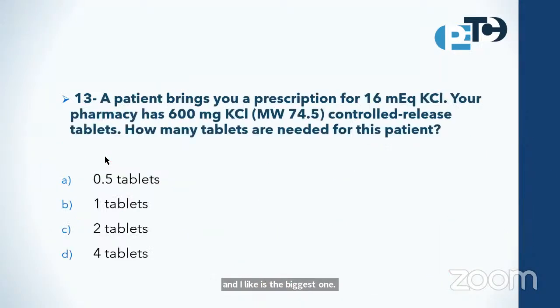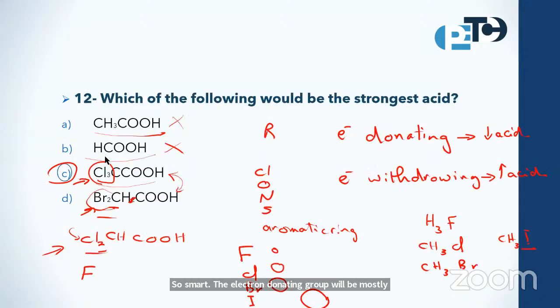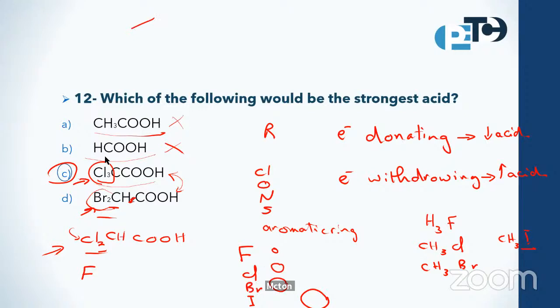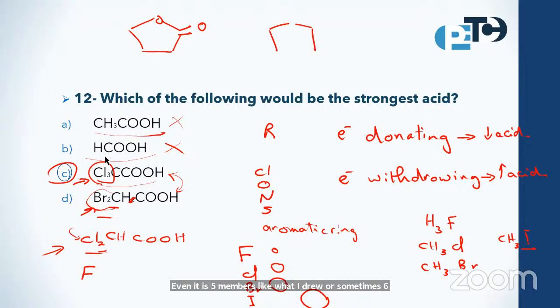Let us see this. Sir, one about calculation? Yes, please. The electron donating group will be mostly hydrogen and methyl group, is it? Lactone group. A lactone group is a type of ester. This is one type of lactone containing oxygen inside the ring and the adjacent carbon having a double bond to O, either 5-membered like what I drew, or sometimes a 6-membered ring. But the main character is the presence of oxygen and the adjacent carbon containing a double bond to O. This is a lactone ring.